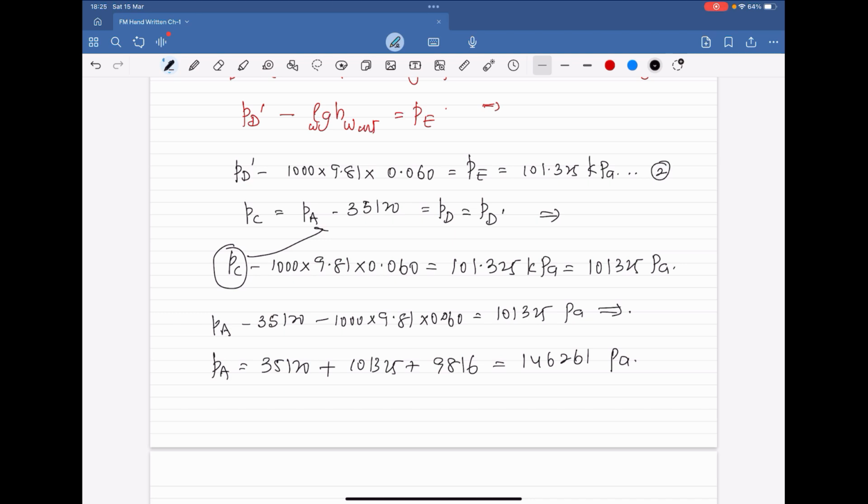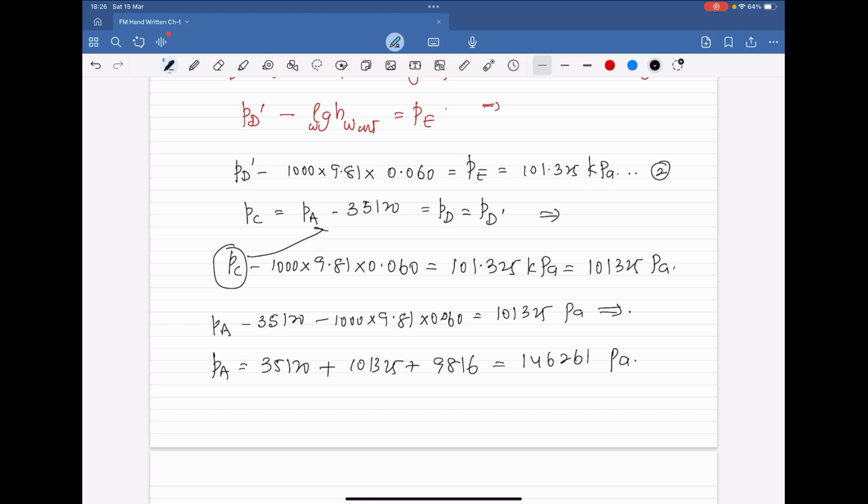Then the question comes, what is the value of absolute pressure at PA? What is the absolute pressure at PA? The absolute pressure at PA is same as the pressure at PA.